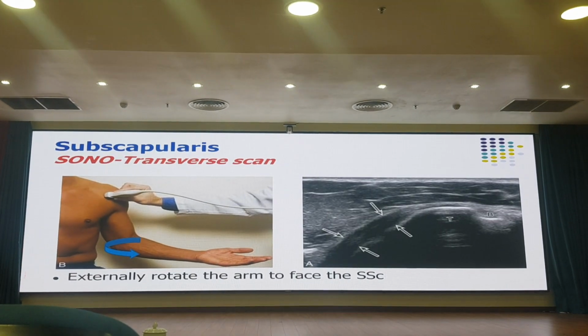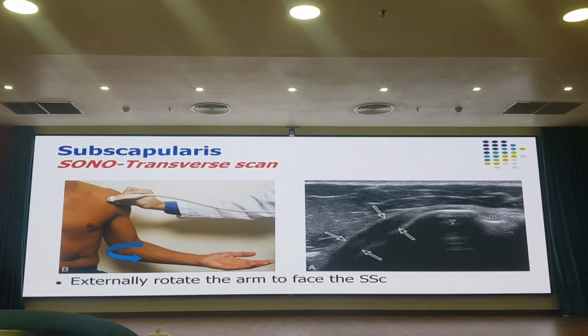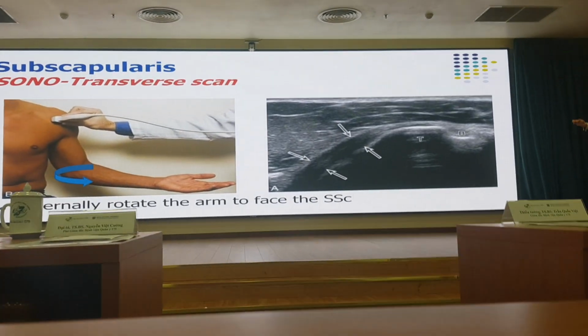The subscapularis tendon is located on the medial side of the biceps tendon, so you have to check it to find the subscap. Just rotate the arm externally to face the subscapularis.